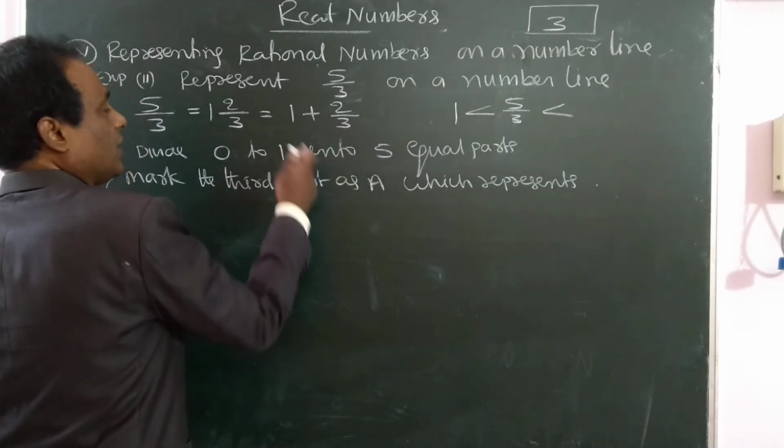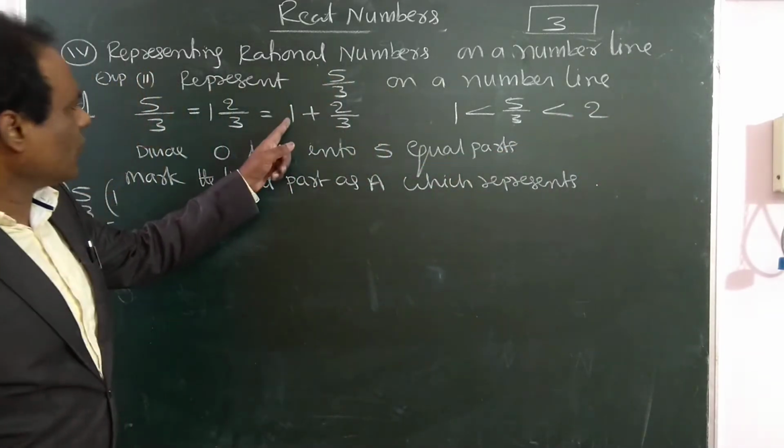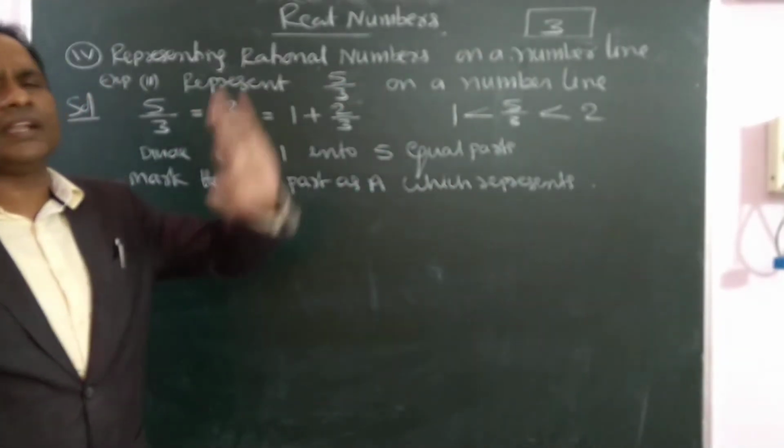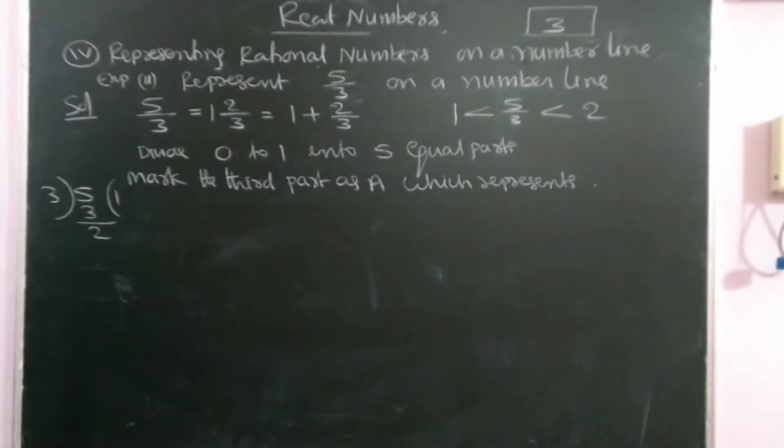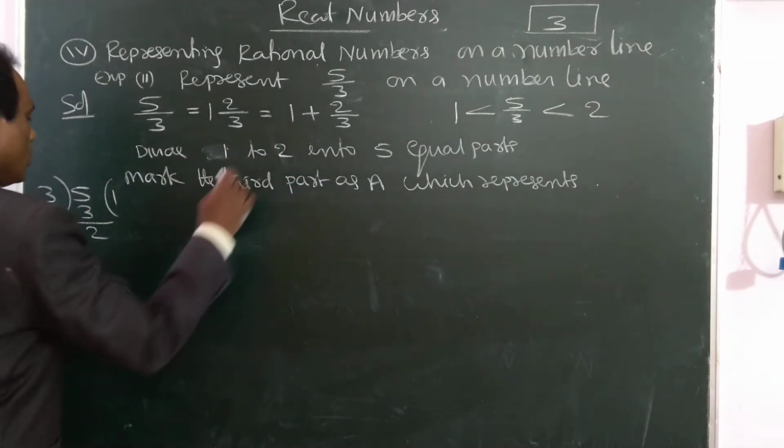Suppose 0.5, 1.5, like that. So it will be between 1 and 2 only. 1 plus something means definitely it will be between 1 and 2. No doubt in it. So this lies between 1 and 2.